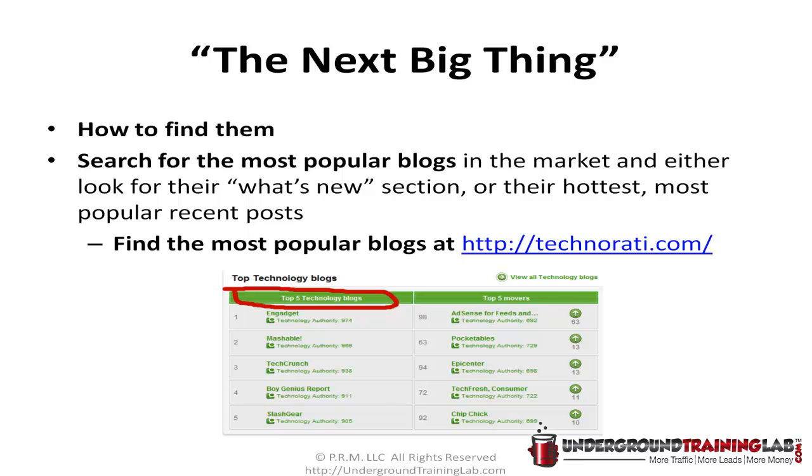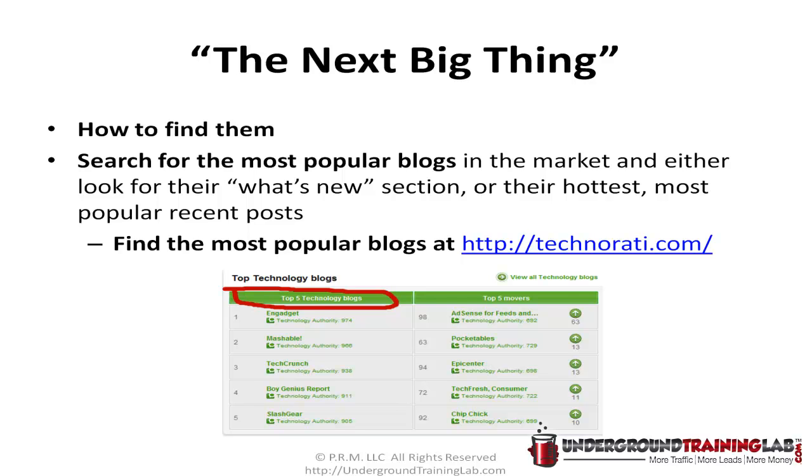And technorati.com is a listing of all the blogs, not all the blogs, but hundreds of thousands, if not millions of blogs on the internet, and they actually rank them based on popularity. So I'm looking at the technology section right now, and here are the top 5 technology blogs according to technorati.com. Whatever the market is, plug in the market. It'll give you the list of the top blogs in that particular marketplace. These are the blogs that millions of people follow. These are the blogs that help influence the buying decisions of people in thousands of different markets.